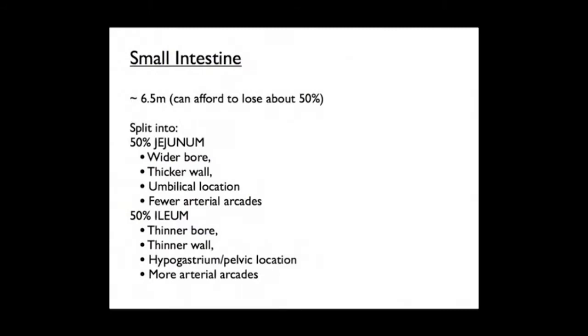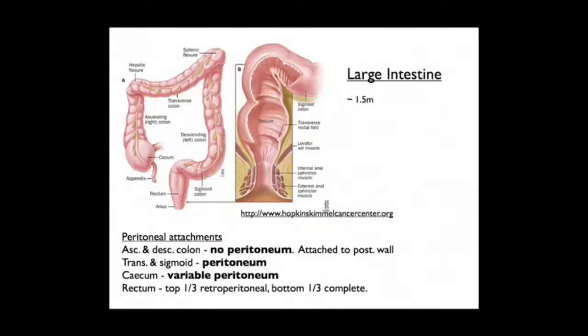Good. Okay. So, I think Johnny's going to talk a little bit now. The large intestine is approximately 1.5 meters, and it starts at the cecum, where there's the appendix, which we'll talk about later in the next podcast, when we talk about appendicitis.